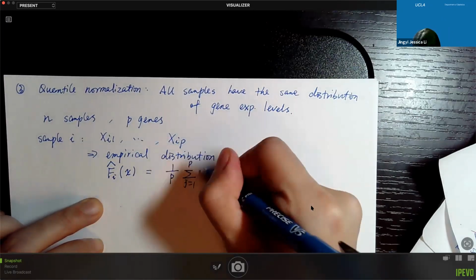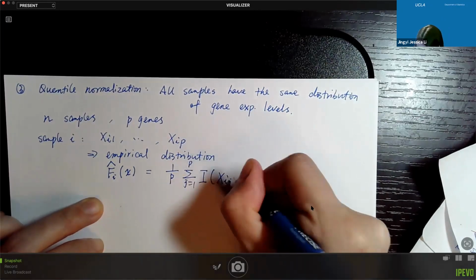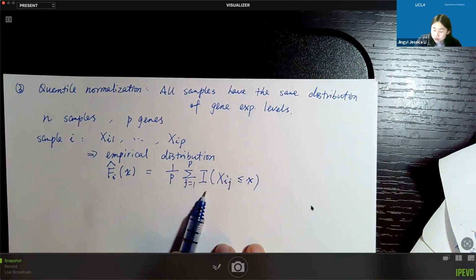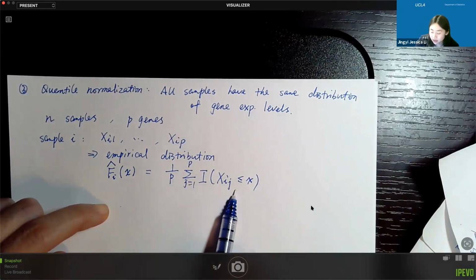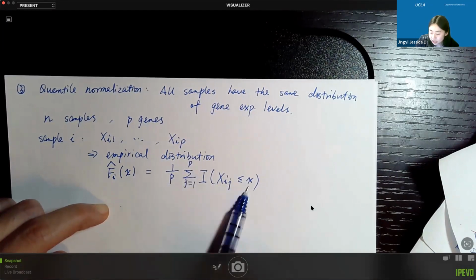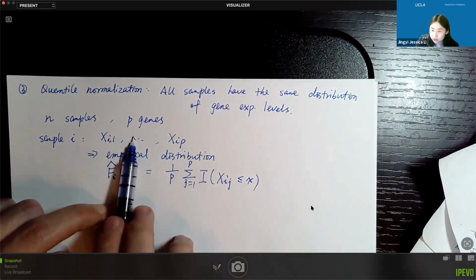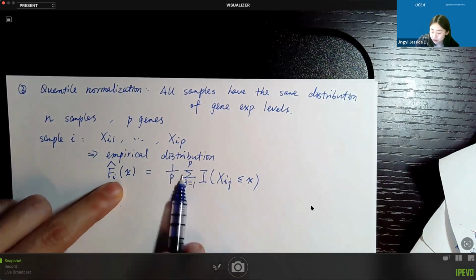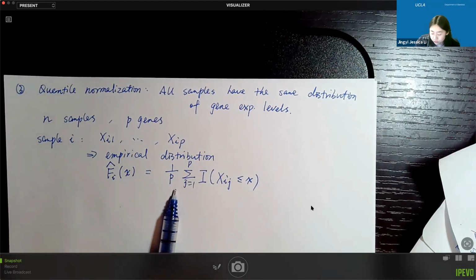So I can just write it as one over p times the sum over j from 1 to p of an indicator that checks whether x_ij is less than or equal to x. Please note that this indicator is very useful because it just gives us a binary output. If it's less than or equal, it gives us 1. Otherwise, it gives us 0. So I'm using the sum and indicator to count the number of values among the p values that are less than or equal to my given input x, and dividing by the size p. Okay, so that's the empirical distribution.